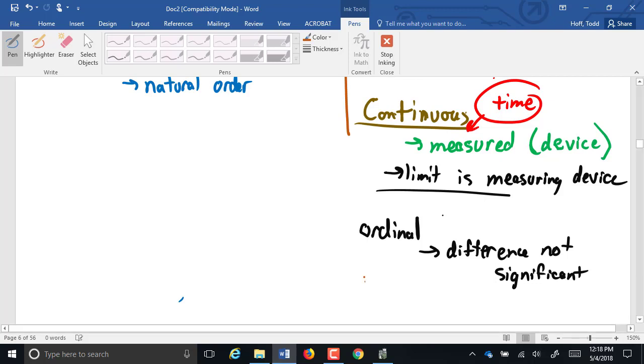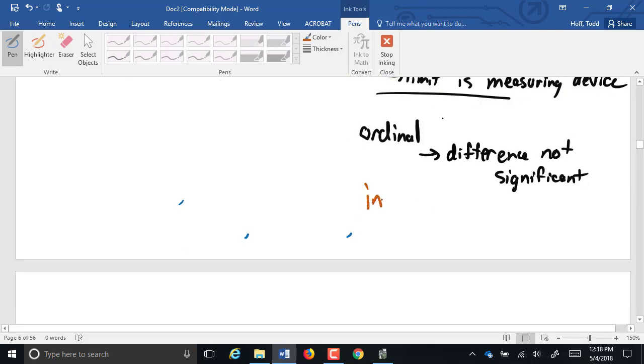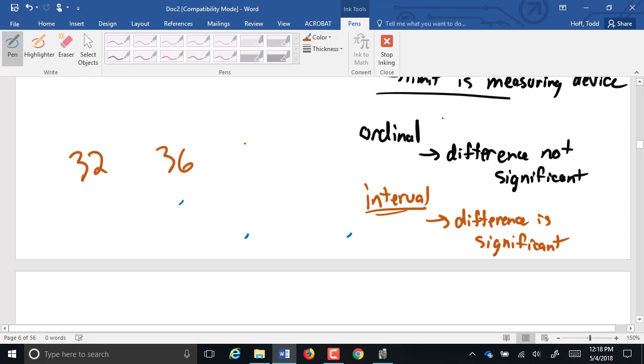There is interval. In interval measurement, the difference is significant. So back to that previous example, you have a 32, a 36, and a 40. For interval measurement, you could say that this 4-point difference is the same as this 4-point difference. So this person was as much better than 36 as the 36 was better than the 32. It implies that intervals are equal, they're the same.